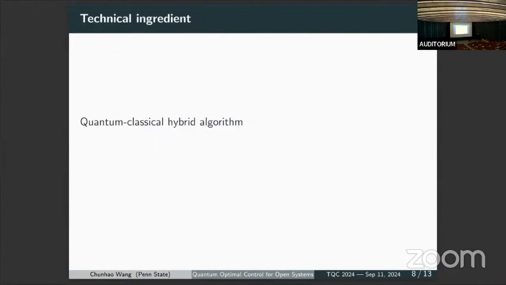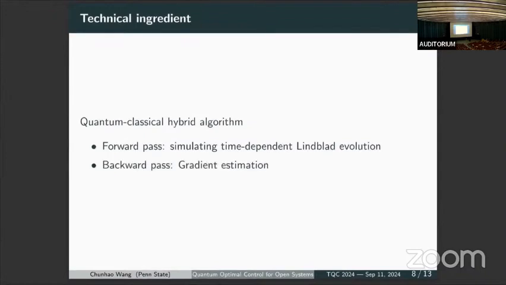The technical overview for the optimal control problem for open systems is quite similar to the closed system. Again, we have this forward path, which is simulating time-dependent Lindblad evolution instead of time-dependent Hamiltonian evolution. The backward path is again to estimate the gradient of this objective function. Then we use a classical optimization called perturbed accelerated gradient descent to optimize this objective function by iterating the two passes. It is different from gradient descent because we only have estimations of the gradient, not the exact gradient.